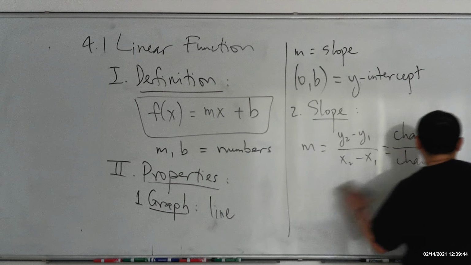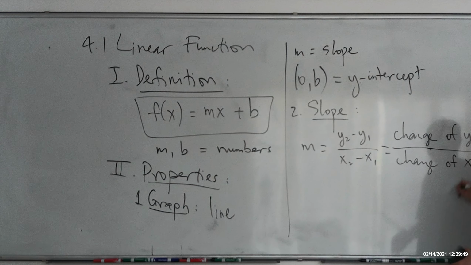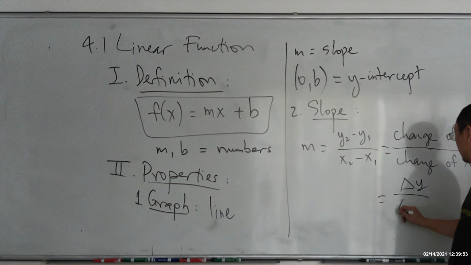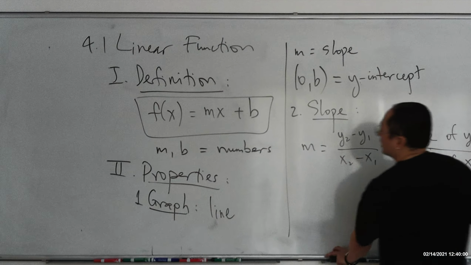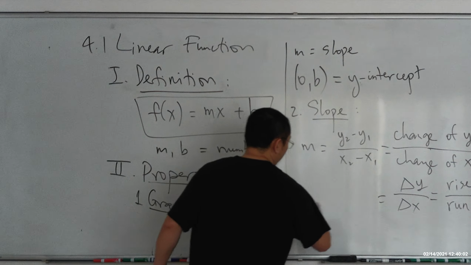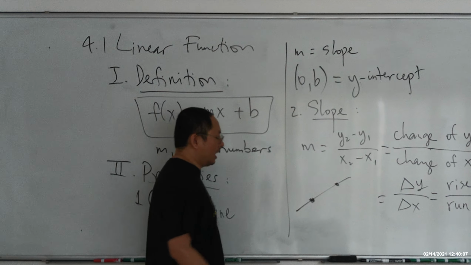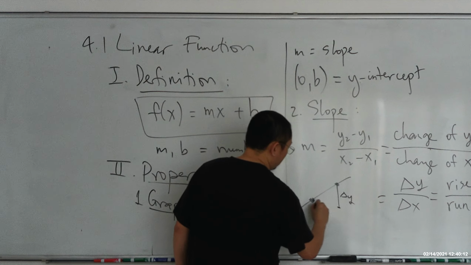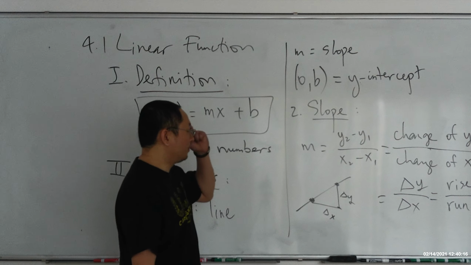Change of y over change of x. And if you go to calculus, usually people write it this way: delta y over delta x. Or usually people say what? Rise over run. It's the same thing, just how we call it. Slope is calculated when you have 2 points. So graphically, you have 2 points, you can connect the 2 points, you have a line, right? From here to here is change of y. From here to here, change of x. So the ratio of rise over run, you have the slope.